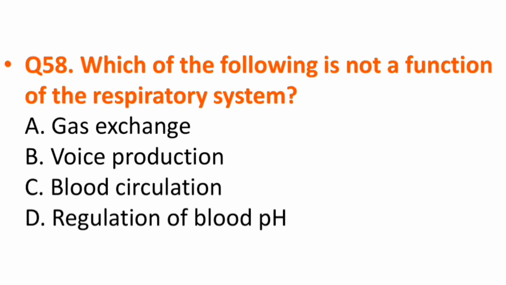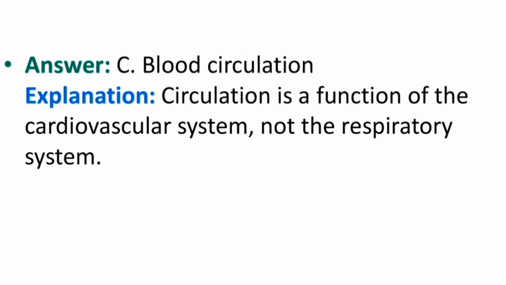Which of the following is not a function of the respiratory system? Option A, gas exchange. Option B, voice production. Option C, blood circulation. Option D, regulation of blood pH. The correct answer is option C, blood circulation. Circulation is a function of the cardiovascular system, not the respiratory system.